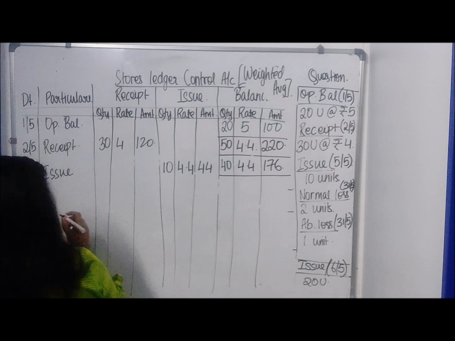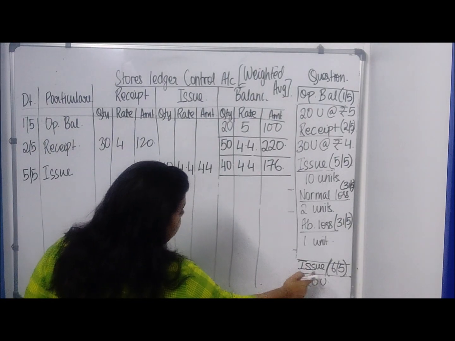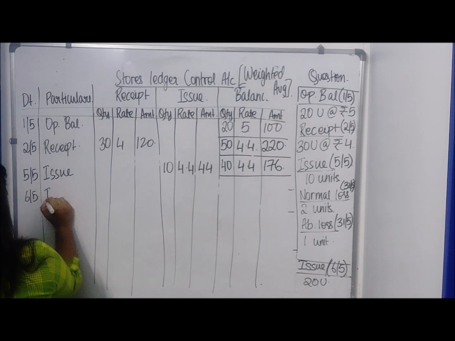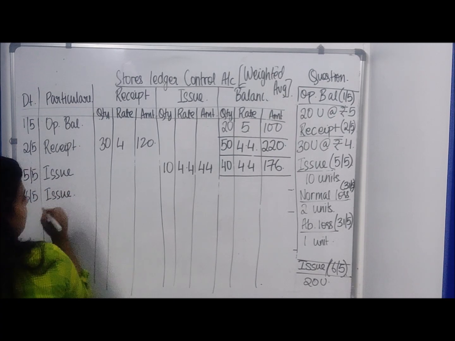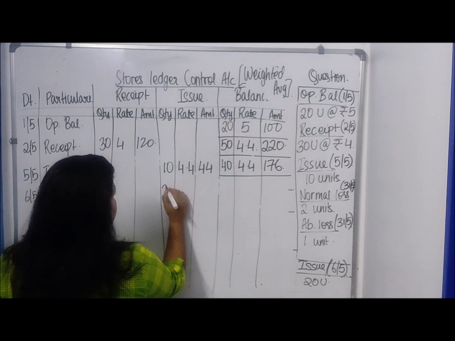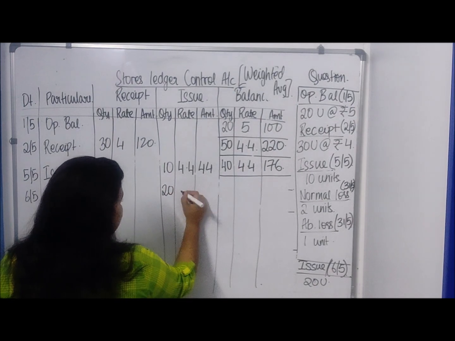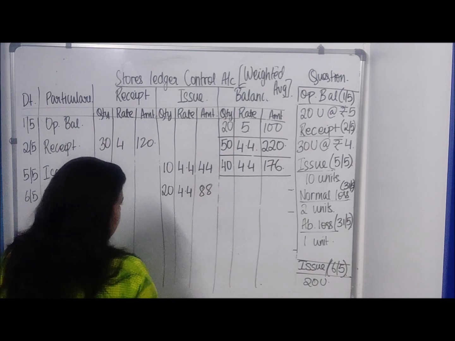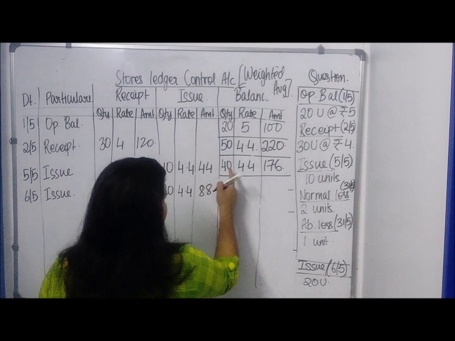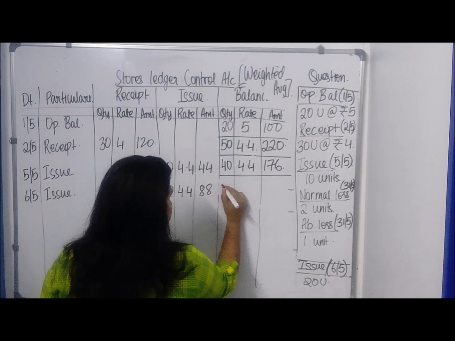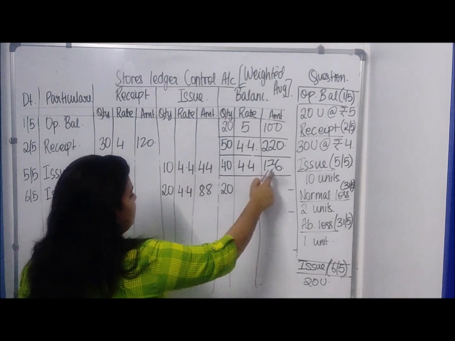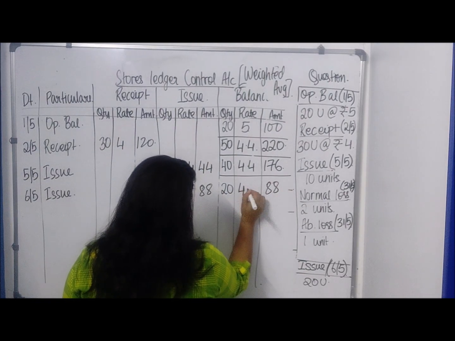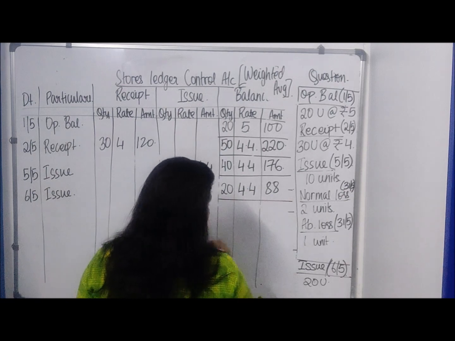Done. Next, I have added one more thing in the question, that on 6th May, I have again an issue for 20 units. Again, the rate remains the same, 4.4. So that becomes 88. Now, again the thumb rule, we write the quantity 40 minus 20, 20 units. 176 minus 88, I will get 88. So the rate is 4.4.